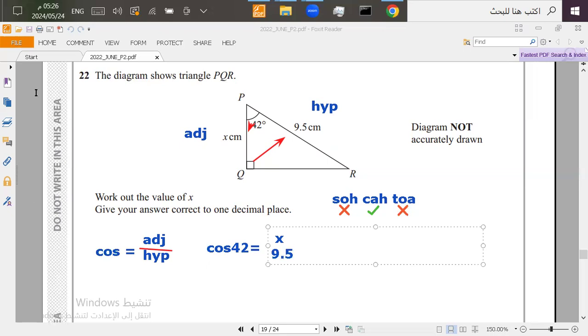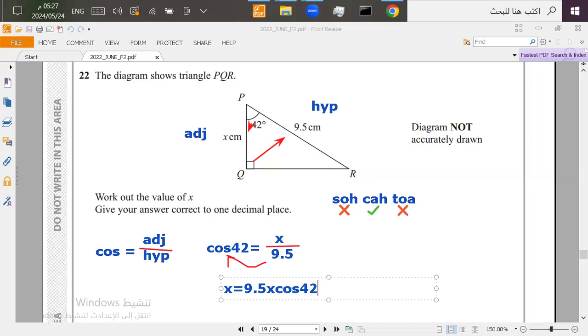Now to find x, I'm going to take 9.5 to the other side by multiplying, because it's divided here. Like this. So I'm going to multiply it by the cosine of 42. So it means that x equals 9.5 multiplied by cosine of 42. Now I'm going to do the whole thing in the calculator to find the length of x and then round it to one decimal place. So here we have 9.5 times cosine 42. And the answer is 7.059.